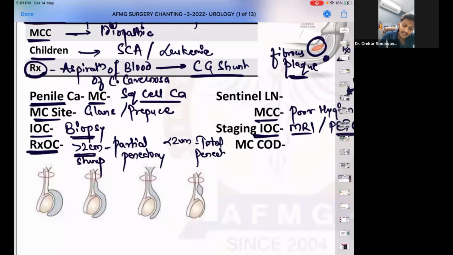And after total penectomy, where would be the urethra? The urethral opening would be made in the perineum. Remember, perineal urethroplasty is done along with total penectomy. Along with total penectomy, what is the other procedure? Perineal urethroplasty. No issues with this. If more than 2 centimeters remain, partial penectomy. If less than 2 centimeters remain, then perform a total penectomy itself.